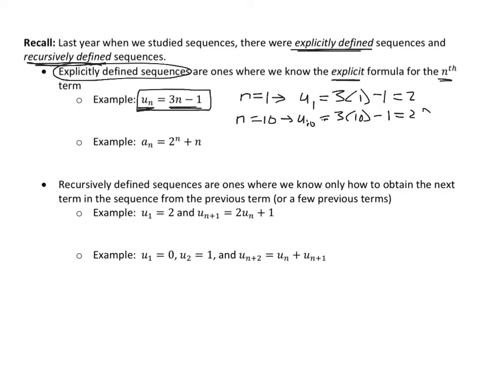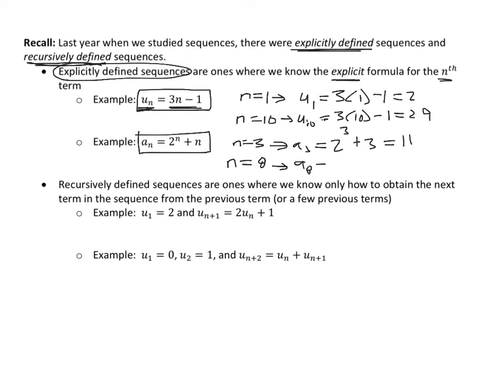minus 1, or 29. Okay, as another example, this one I decided to call a instead of u. A sub n is 2 to the nth power plus n. So if I wanted to know what the third term for this thing is, it's not a big deal. A3 is simply 2 to the third power plus 3. That's 11. Right? If I wanted to jump up to the 8th term, that's fine. We have an explicitly defined sort of formula here for what this term would be. It would be 2 to the 8th power, which is 256, plus 8, so that's 264.